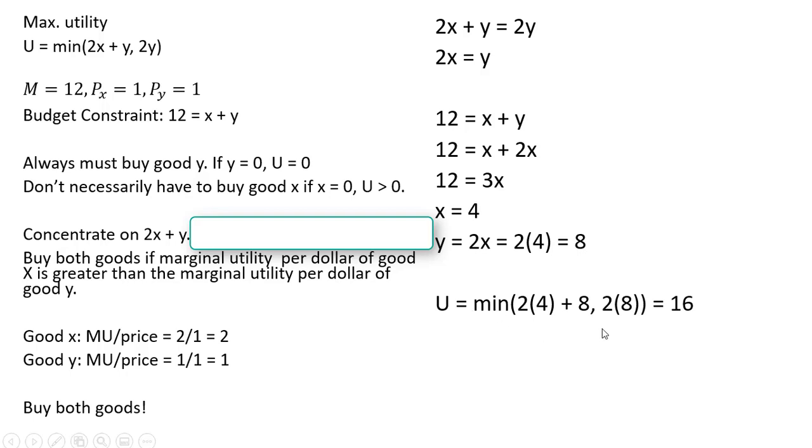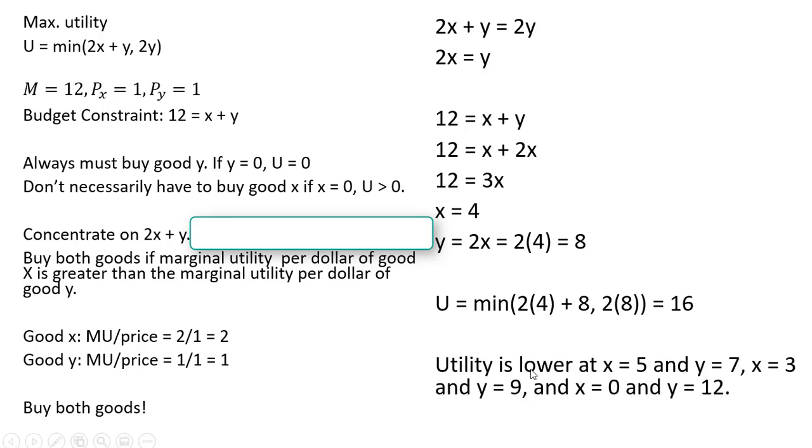Plugging those values into our utility function, we have 2 times 4 plus 8, which is 16. And then on the other side of the comma, we have 2 times 8, which is 16. So the minimum of 16 and 16 is 16. And that will be the consumer's maximum level of utility.